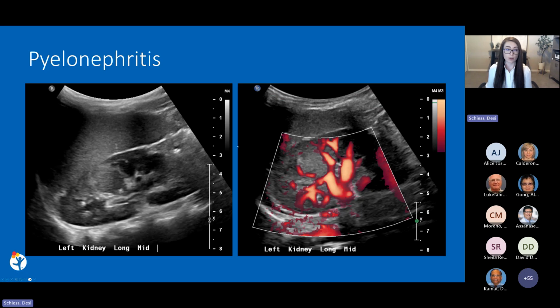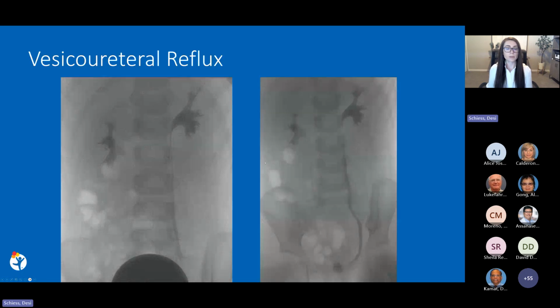So this patient had a renal ultrasound to start with, and it showed pyelonephritis, which is this area of increased echogenicity and decreased vascularity in the upper pole of the left kidney. Keep in mind that pyelonephritis is a clinical diagnosis, and even a normal renal ultrasound does not exclude this diagnosis. This patient then went on to have a fluoroscopic VCUG showing left grade 3 and right grade 2 vesicoureteral reflux. These are images before voiding and after voiding.